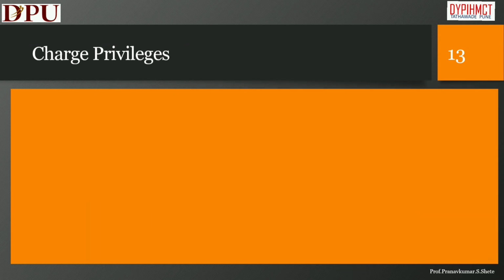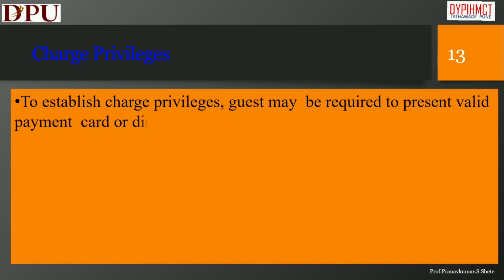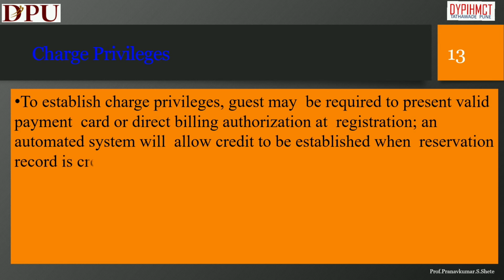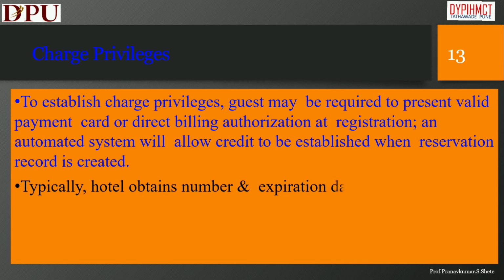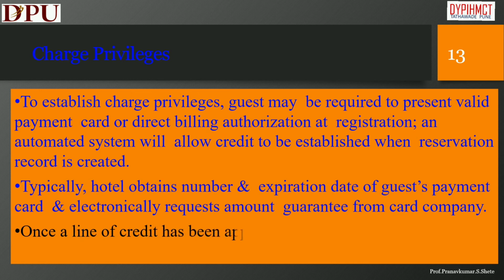Charge privileges. To establish charge privileges, guests may be required to present a valid payment card or direct billing authorization at registration. An automated system will allow credit to be established when the reservation record is created. Typically, the hotel obtains the number and expiration date of the guest's payment card and electronically requests an amount guarantee from the card company. Once a line of credit has been approved, guests can make charge purchases at hotel points of sale.